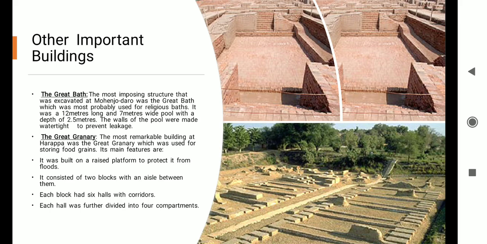Granaries were made to store food grains. There were many granaries found in Mohenjo-daro and Lothal, but the one found at Harappa is the largest. Granaries were made on a raised platform to protect them from floods.